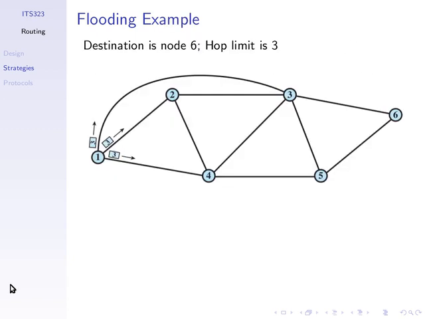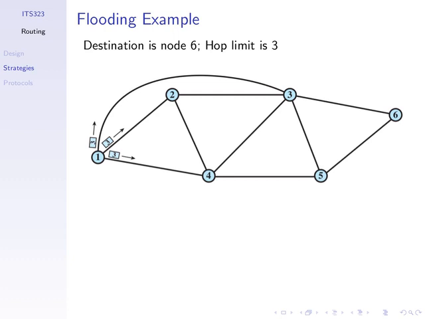Let's use an example to illustrate flooding. And we introduce some extensions or some features that make it a little bit more efficient and more practical to use. In this case, node 1 wants to send one packet to node 6. 6 is the destination, 1 is the source. This is the topology of our network. We don't need to know anything about costs. We don't need that.